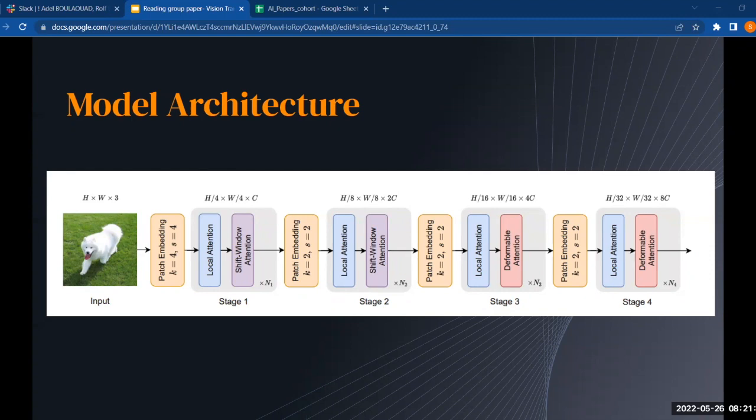Now, in the first 2 stages over here, as you can see, there are no deformable attention blocks. So the reason why there is no deformable attention over here, can you go to the next slide, please?